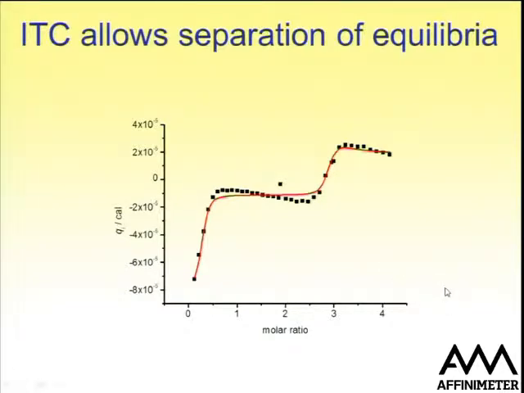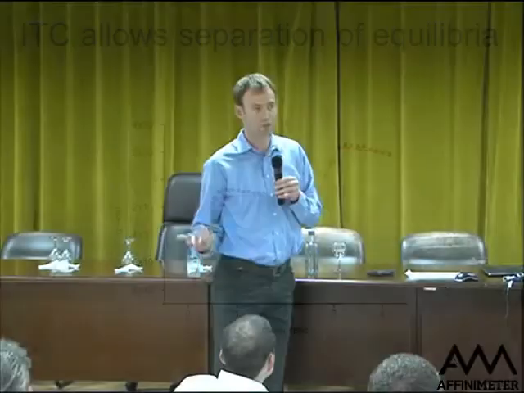But what we see is we can now actually get a good feeling of what the different binding modes are. We can get the stoichiometries, whereas from the UV-visible titration that would have been impossible. So again, this shows the power of ITC.